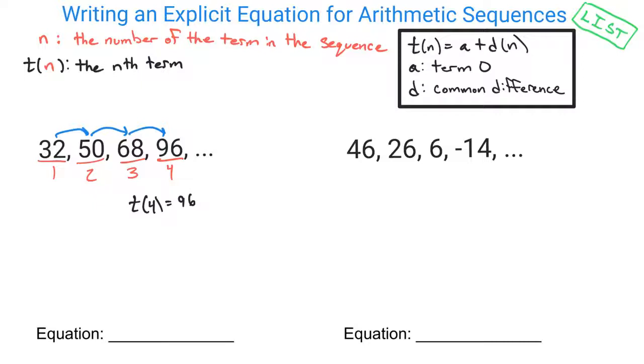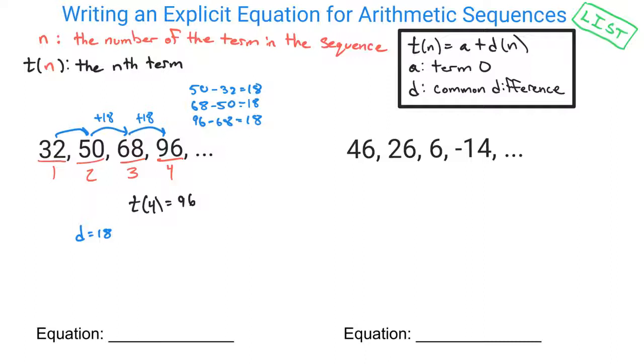So it's pretty clear here, hopefully, that we're adding 18 every single time, because 68 minus 50 is equal to 18, which is also the same thing as 96 minus 68. That's equal to 18, and 50 minus 32 is equal to 18. That's why we call it the common difference, because when you do the difference between each of those terms, it's the same thing. And so that is going to be what d is equal to in this scenario. d is equal to 18.